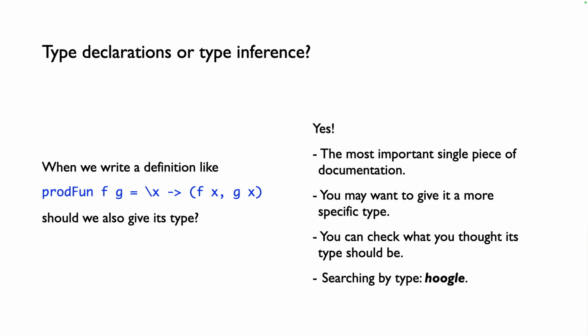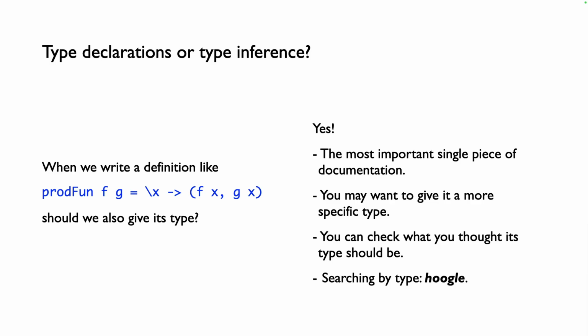A third argument for understanding why you should include a type declaration is that it allows you to check what you thought its type should be. And that's important. You thought that you were defining a function which had a particular type. If that's not correct, it may still be correct Haskell, but it may not have the type you thought it had. That's important to learn. So including a type declaration which says, I think it has this type, is valuable in case it doesn't have that type.